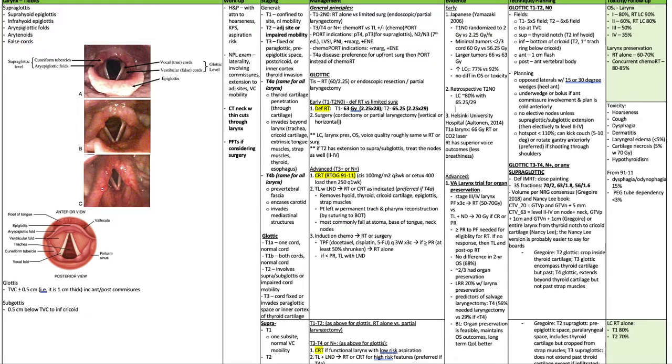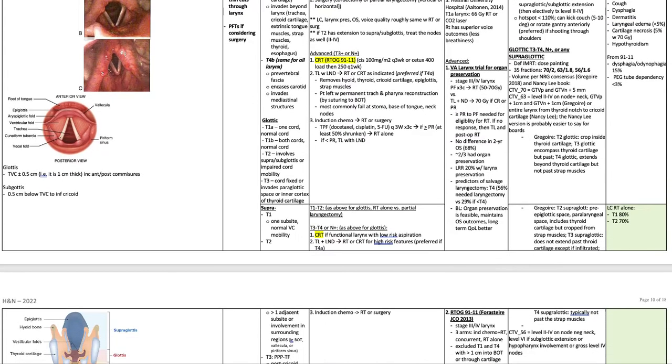Toxicity includes hoarseness, cough, dysphagia, dermatitis, laryngeal edema, cartilage necrosis, 5% with 70 gray, and hypothyroidism. From RTOG 9111, dysphagia and odynophagia is 15%. PEG tube dependency is less than 3%. Local control with radiation alone for T1 tumors, suprahyoid or supraglottic is 80%, T2 is 70%.